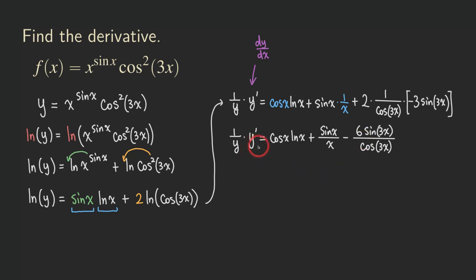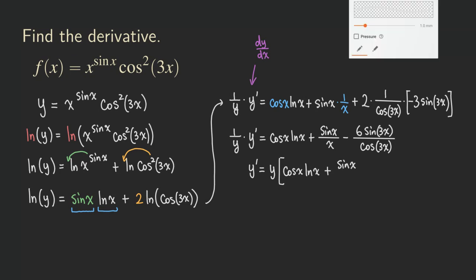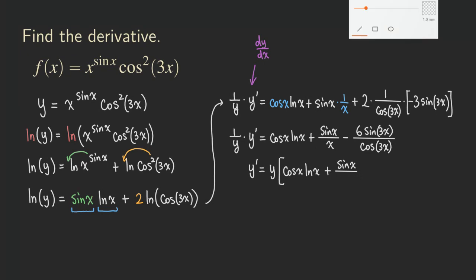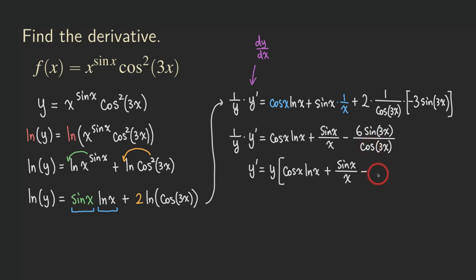Yeah, so now all we need to do is to multiply both sides by y, right? So we get y on both sides of the equation. So we are getting y prime is equal to y times the bracket of cosine x ln of x plus sine of x over x minus. Now you can see that that's sine over cosine, so we can turn it into just tangent. So 6 tangent, that's even cleaner. And then the brackets. Okay, and then what is y equal to? Y is really just our original function. So now we replace the y with this original function, then we have the whole derivative.